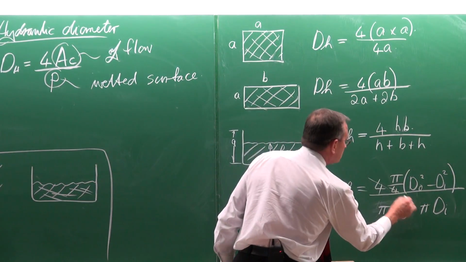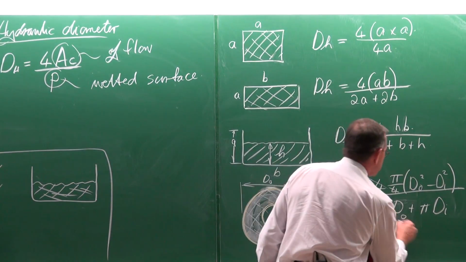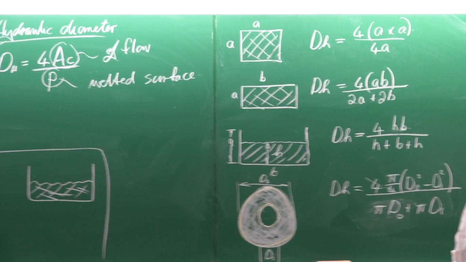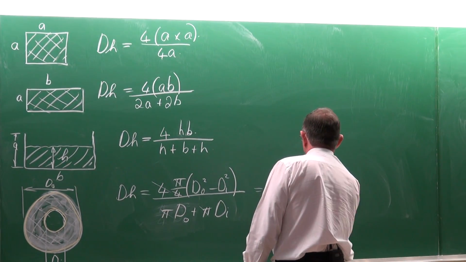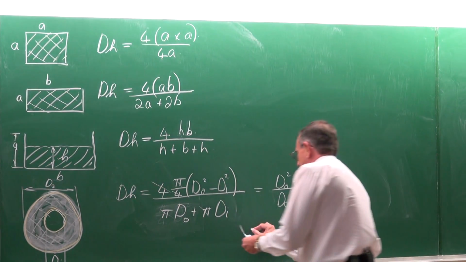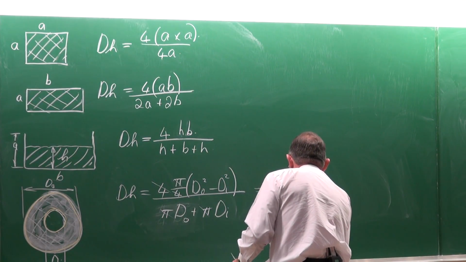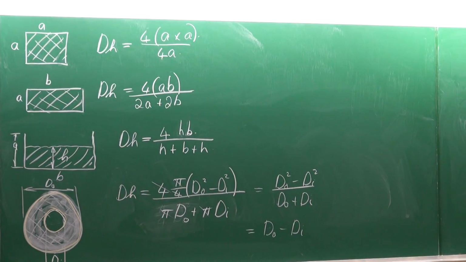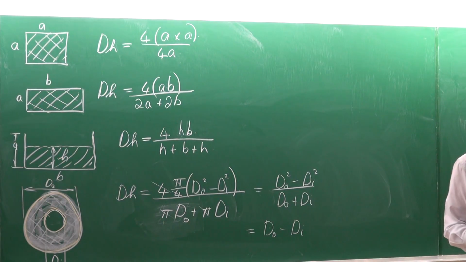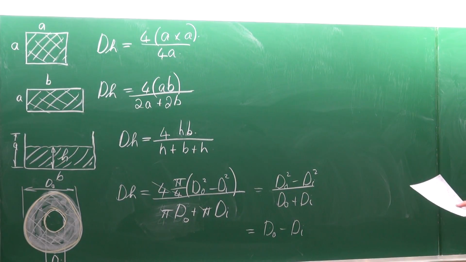Now the 4's disappear, the pi's disappear, and we have d0 square minus di square divided by d0 plus di, and we can write that as the outside diameter minus the inside diameter. The hydraulic diameter is equal to the outside diameter minus the inside diameter. Are you happy with that? Good. Paragraph 8.3 is on the entrance region.